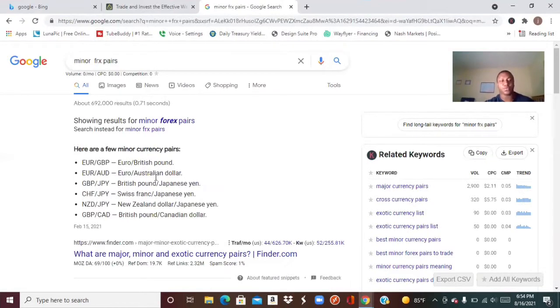Now here are the minor Forex pairs. The euro versus the British pound, the euro versus the Australian dollar, the British pound versus the Japanese yen, the Swiss franc versus the Japanese yen, the New Zealand dollar versus the Japanese yen, and the British pound versus the Canadian dollar. Now, minor pairs are basically pairs that are crosses, pairs that mix with different pairs. A major pair is any pair that has the US dollar before it or US dollar after it, right?